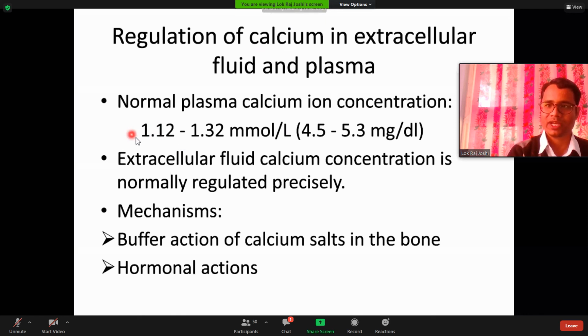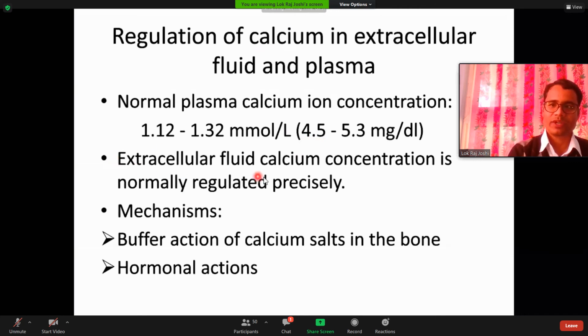Ionic plasma calcium 1.1 millimoles per liter, 4.5 mg per dl. And for total calcium, if one says just calcium level, double it because 50% is ionic. It is around 9. Okay.